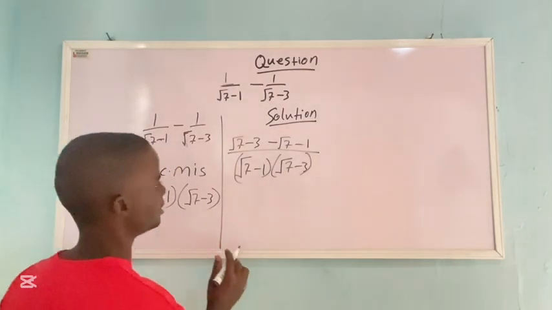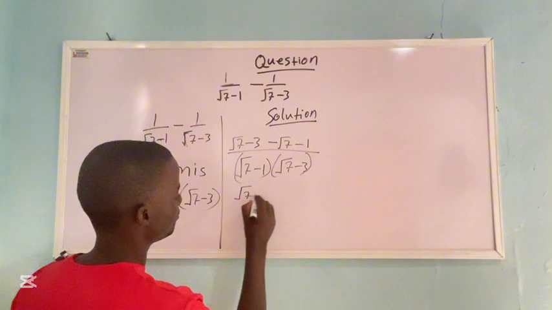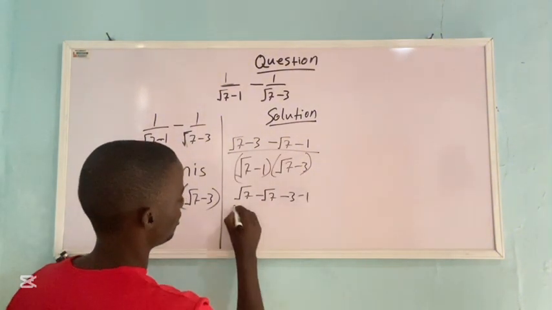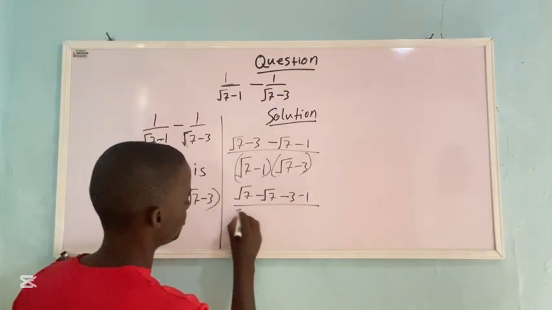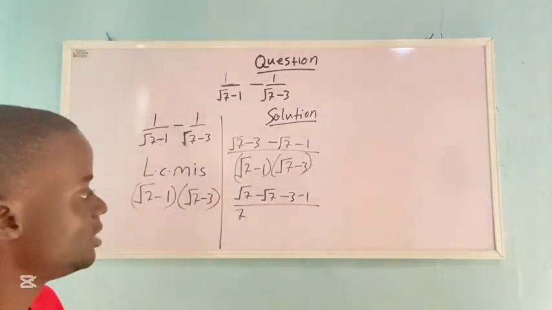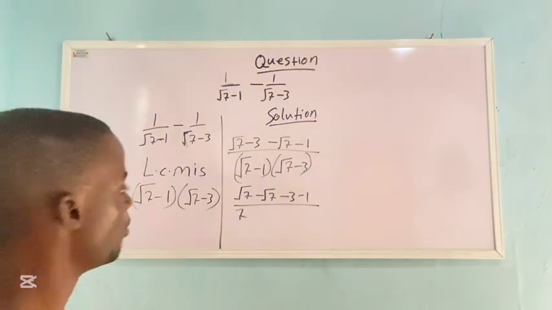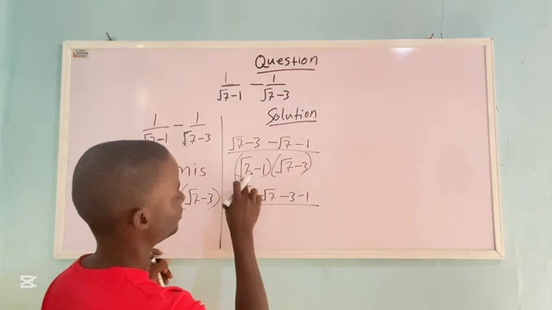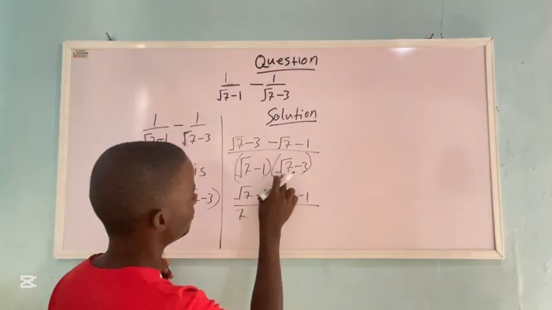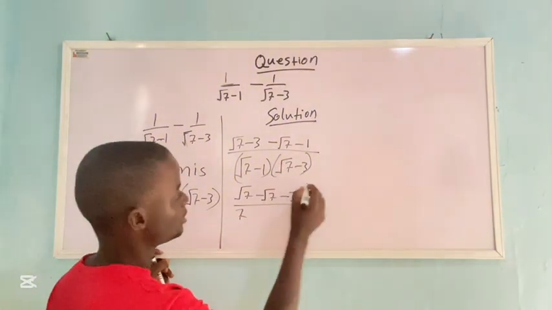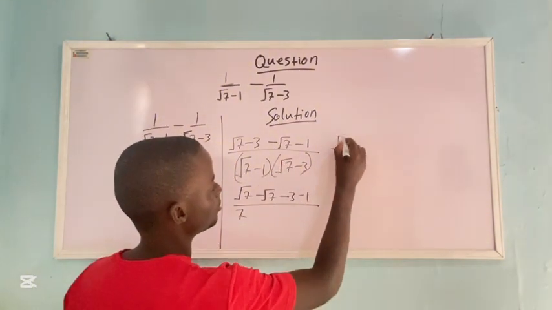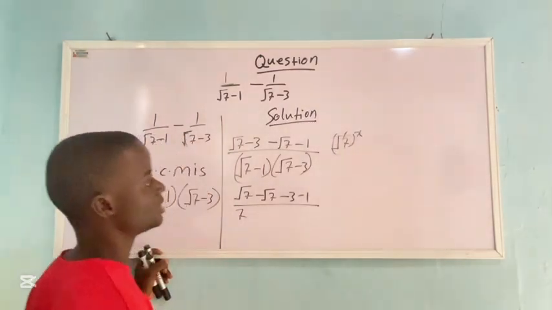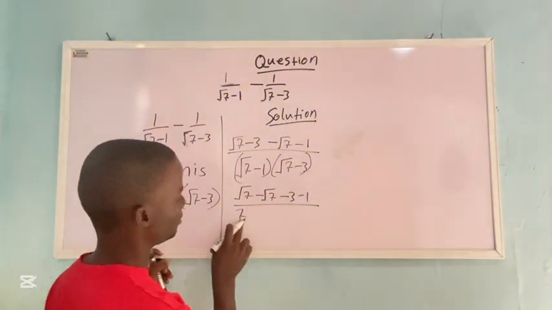So now what we are going to do here is collect like terms. We are going to say root 7 minus root 7, then minus 3 minus 1, all over root 7 times root 7, and we are going to have 7. When the same root is multiplied, the root goes and you pick the number that is inside, like this 7. Root 7 times root 7 is root 7 squared, and the square cancels the root, so we'll be left with only 7.